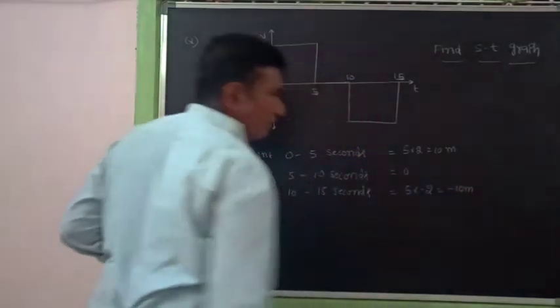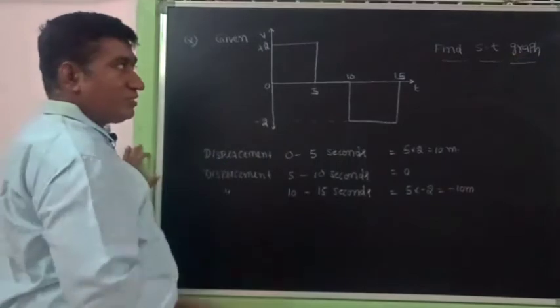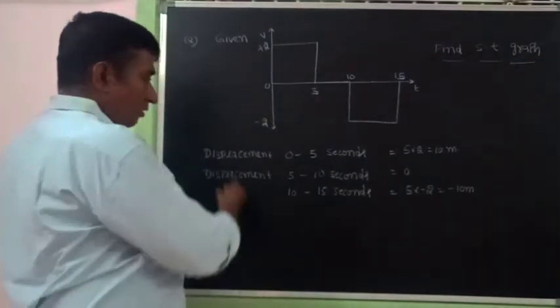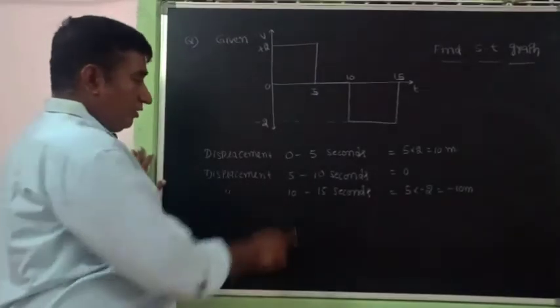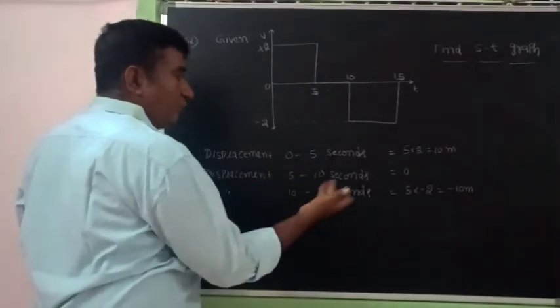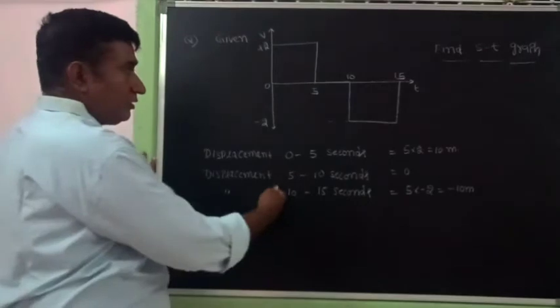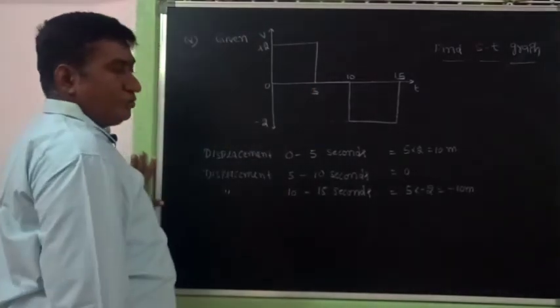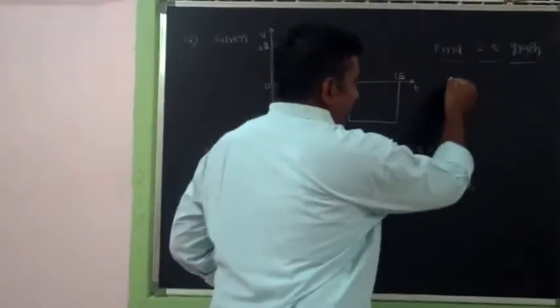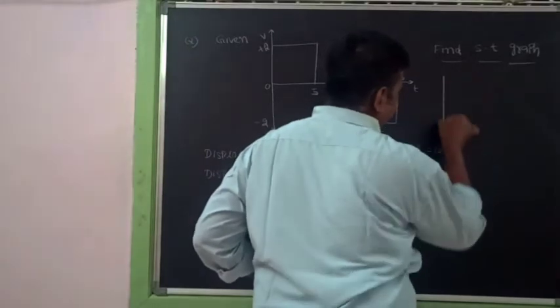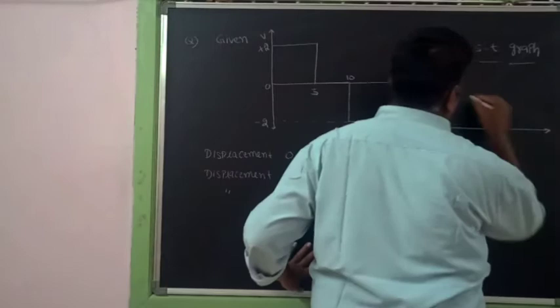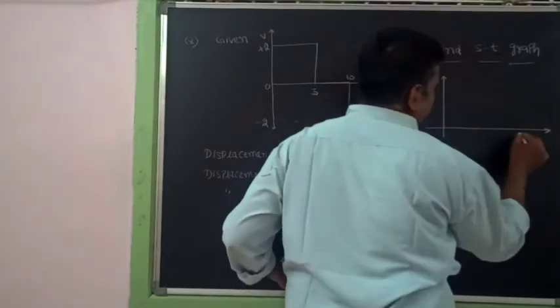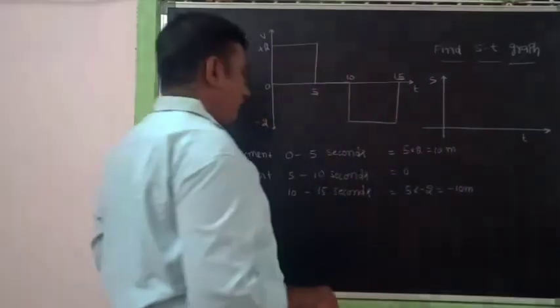Sir, here they have asked for the distance time graph, but you have found the displacement time graph. You have found the displacement for 0 to 5, 5 to 10, 10 to 15. If you know this, then the time period won't change. So with the help of this, I can get the graph like this. So this is the displacement time graph which I am going to get as the answer.